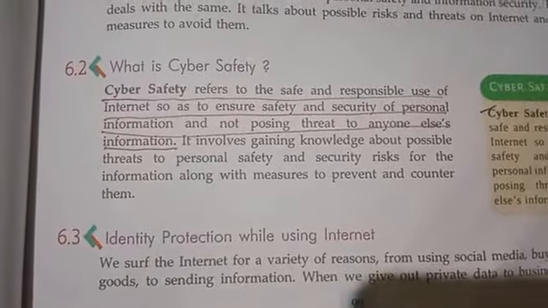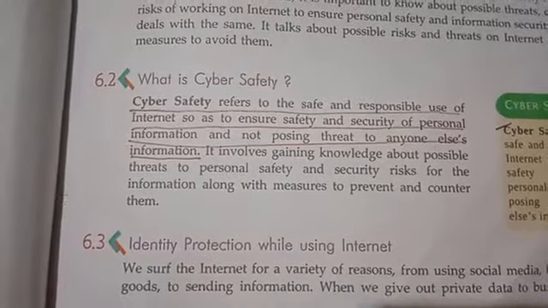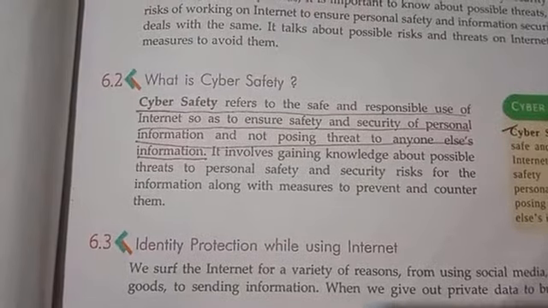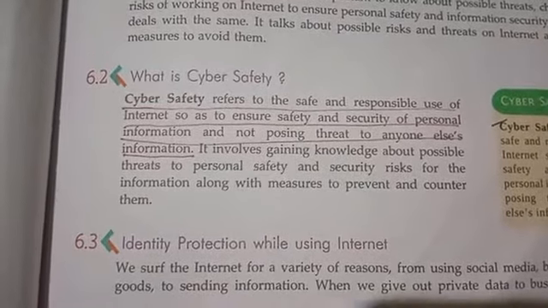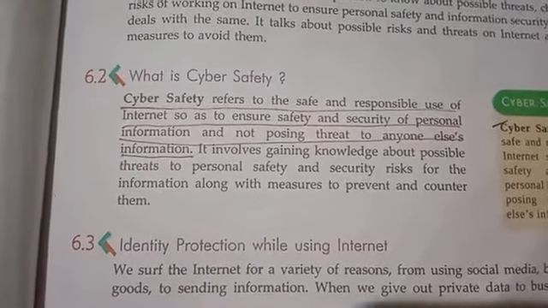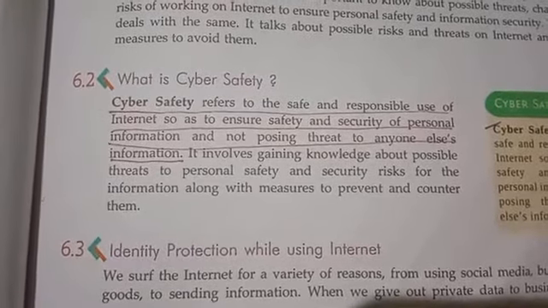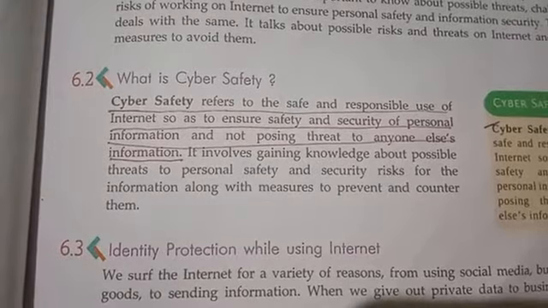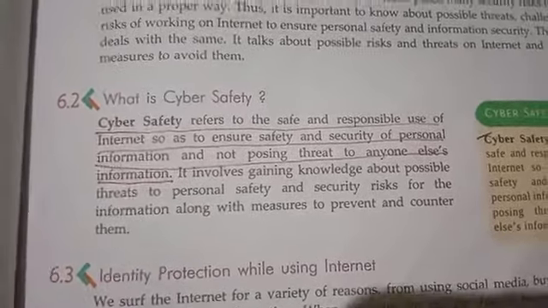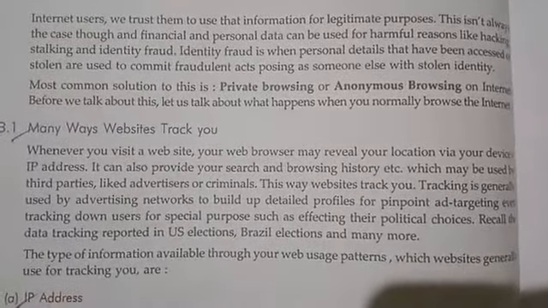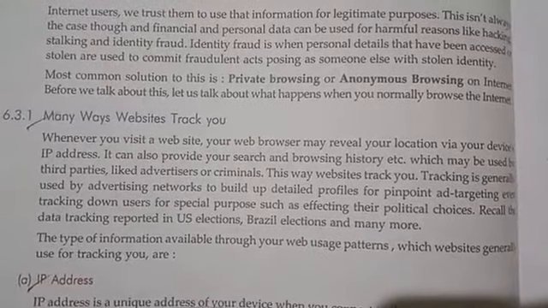Next topic, identity protection while using internet. Identity means every person has a unique identity on the internet. If we reveal that identity, there is some chance for a third person to attack your information. So we need not reveal our identity. Identity protection is normally done by private browsing. When we use private browsing, identity is kept secret. Here it is clearly written: the most common solution for this identity safety is private browsing.